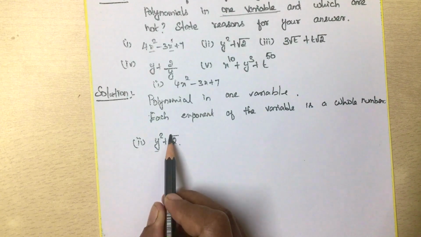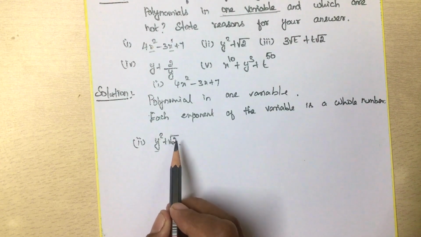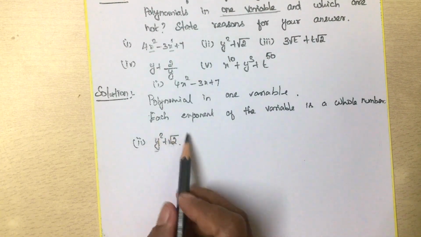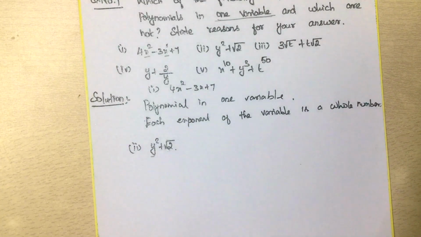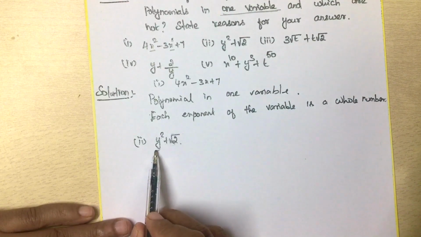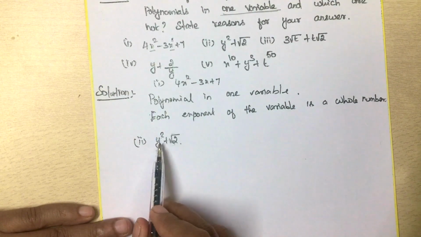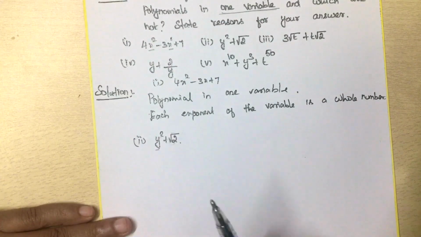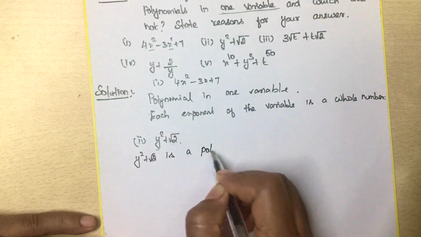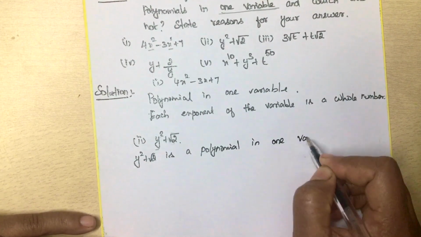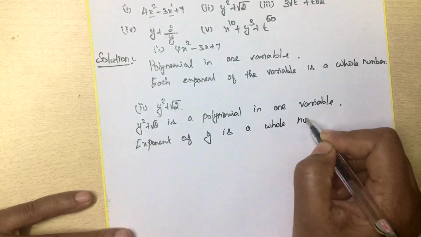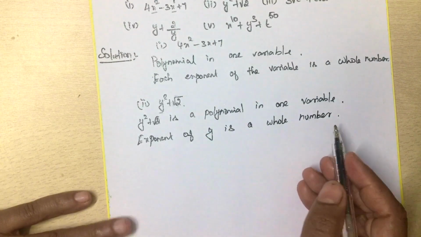Always remember, under the radical sign only a variable is not allowed, whereas 2 is a constant which is very much allowed. Now we can clearly say this is a polynomial. So we can write the same answer here. Again we have to check whether it is only one variable or not. Yes, the only variable present is y here. So the same reason we can write it again: exponent of y is a whole number.